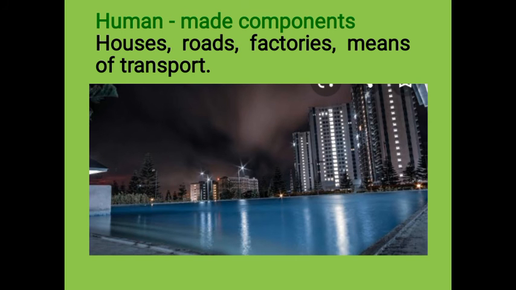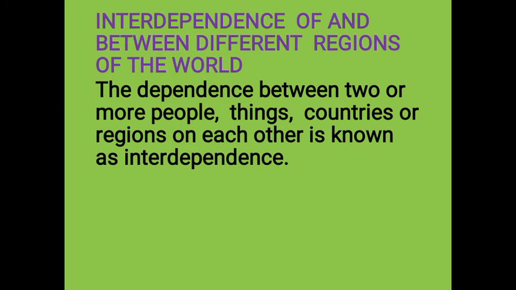Now we are going to study about interdependence of and between different regions of the world. How are different regions of the world interdependent? Before that, you should understand the meaning of interdependence. Interdependence means depending on each other. The dependence between two or more people, things, countries or regions on each other is known as interdependence. Nowadays, most countries are interdependent on others for the exchange of goods that they cannot produce or consume themselves.